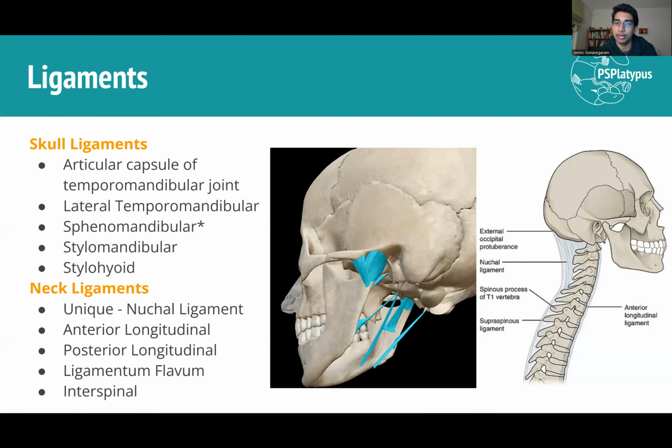I'm trying to remember why I wrote down the sphenomandibular. Oh, sorry. The sphenomandibular ligament is one of the big hinge or pivot points for the mandibular joint. So obviously it articulates with the temporal bone, but it can actually do this thing called gliding forward. We'll talk about it a bit more. We might touch on it again when we talk about, we've already touched on, okay.